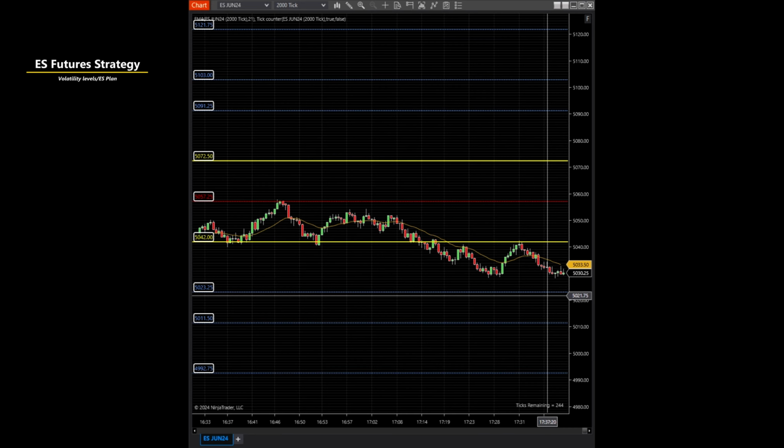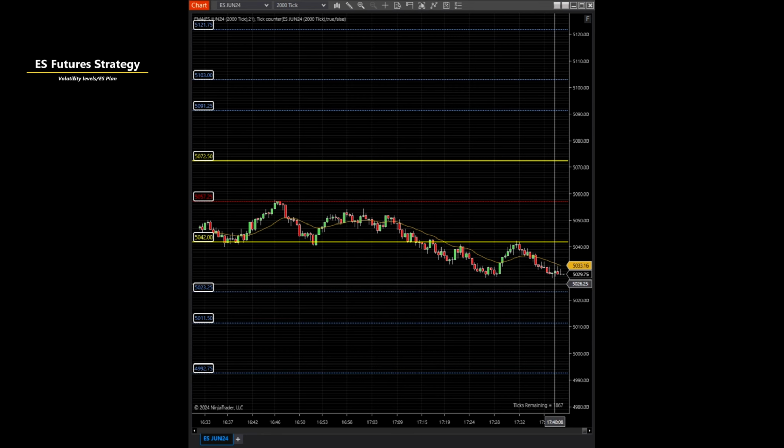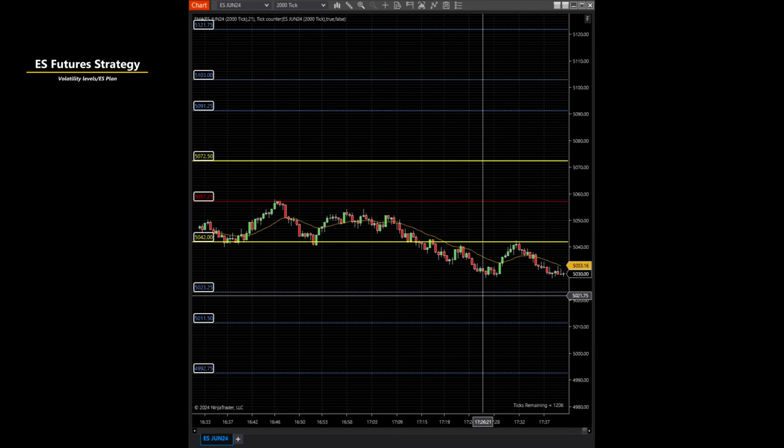When the index comes down to this level, we are not allowed to take a long trade because we are in a bear territory. And in a bear territory, we are not allowed to take direct hits from above of the support volatility levels for long trades. We are only allowed to take long trades if this level breaks to the downside.